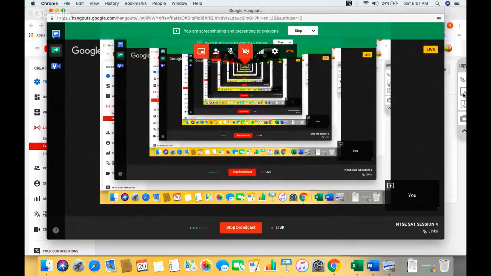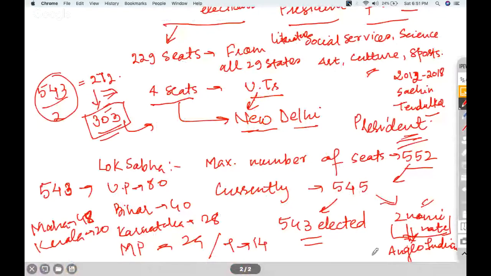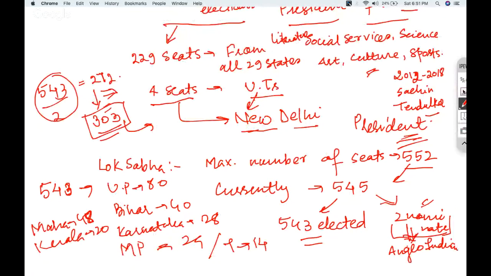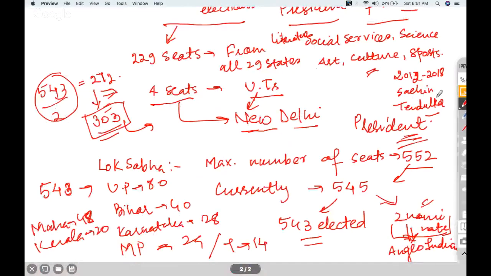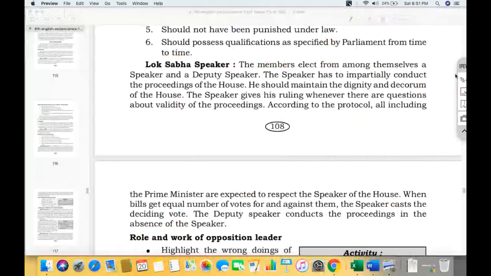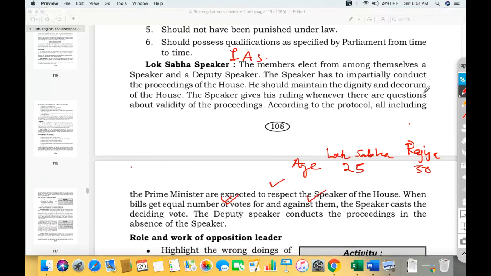Okay, guys. So something important. So look at here. I was discussing Lok Sabha. So everything remains same.